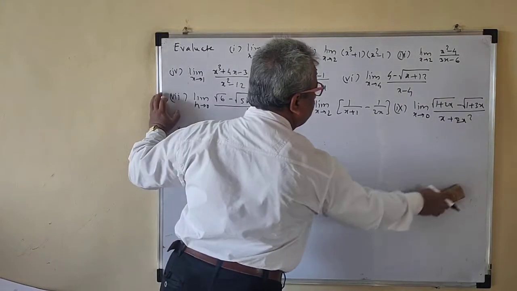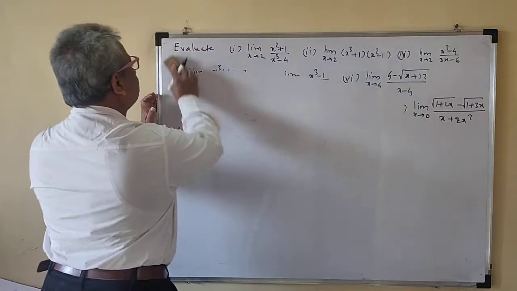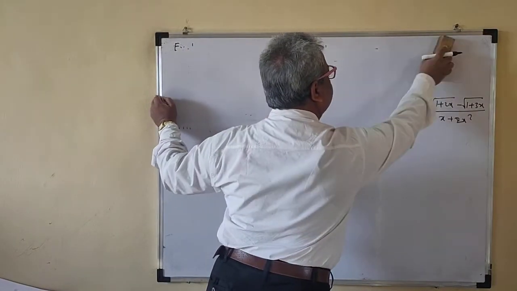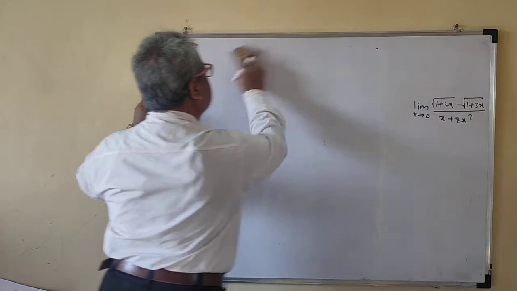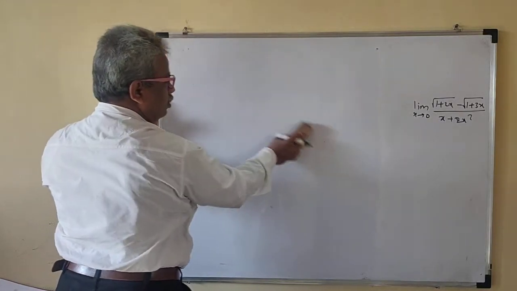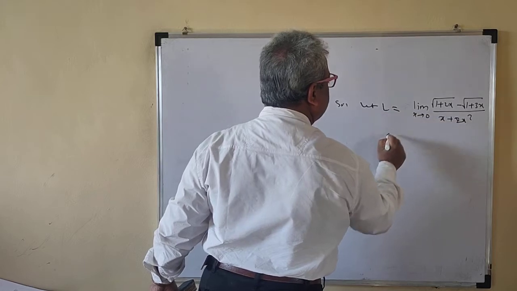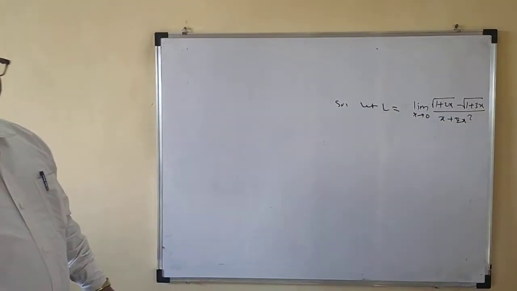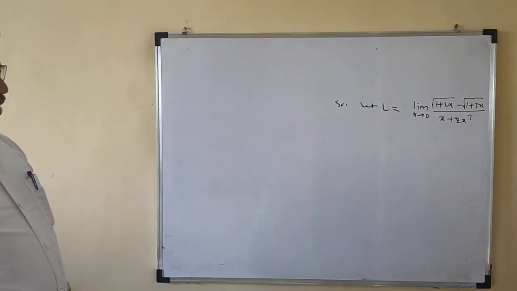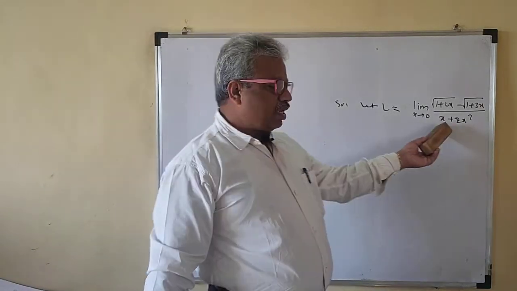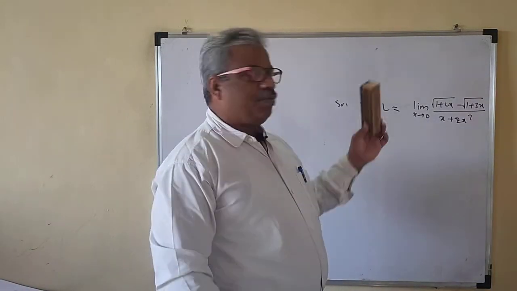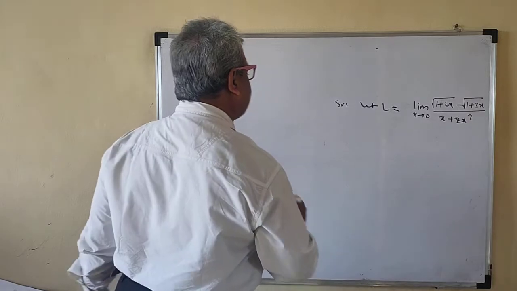Now we will solve the last example now. This is the last one. So solution, let L is equal to this. Okay. So now what happened? If you put x is equal to 0, see denominator is 0 now. The numerator is also 0. So we have to rationalize this.